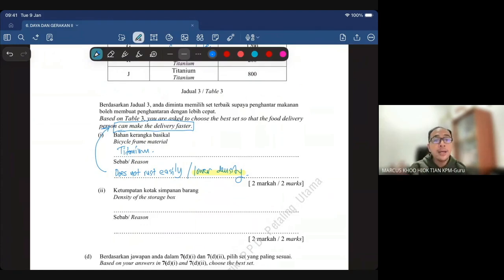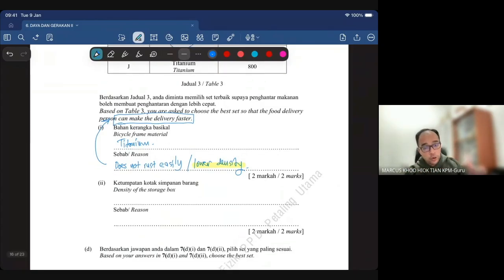Okay, but just to be clear, I think the preferred answer is lower density because it answers the question. So make sure you know the difference. When you answer a question, don't just answer because you remember that this is the answer, but make sure that the answer has relevance to what the question wants.